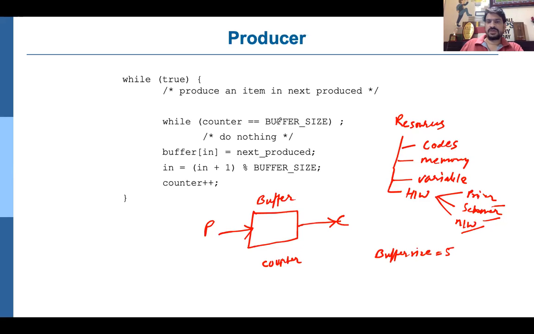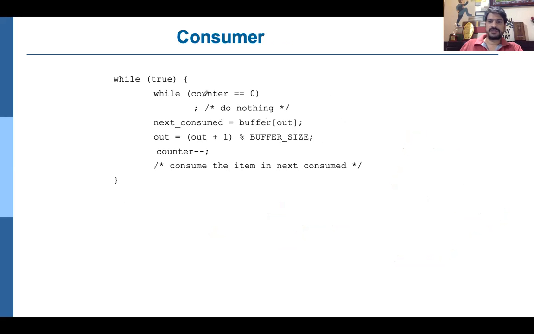So we can put only up to 5 data. If the counter and the buffer size are equal, it means that the buffer is full. If the buffer is full, then the producer cannot produce the data. Why? Because it doesn't have a place to put the data, right? At the same time, if the counter is 0, it means that there is nothing in the buffer. So here also the consumer cannot do anything. So it will go in a loop. So it is a while, and then a semicolon, which means if this condition is satisfied, it will go on looping.